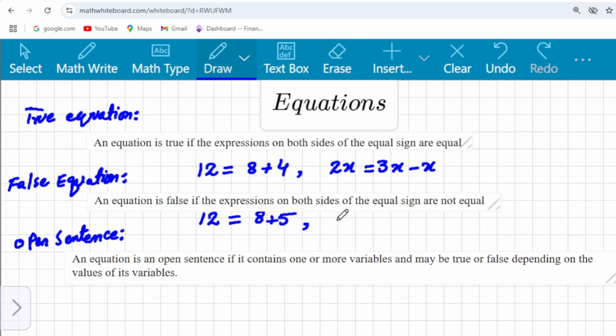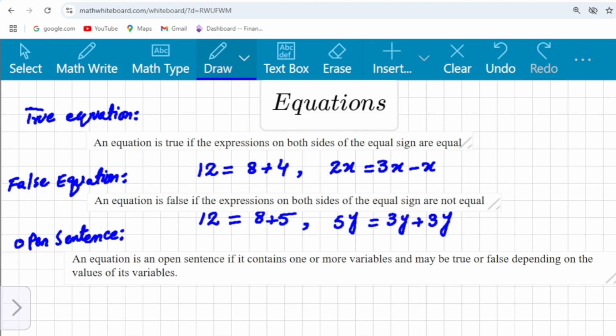In the same way, if we write here 5y is equal to 3y plus 3y. We know that 3y plus 3y is 6y, not 5y. So this is a false equation. These are very straightforward. If both sides are equal, it is a true equation. If expressions on both sides are not equal, it is known as a false equation.